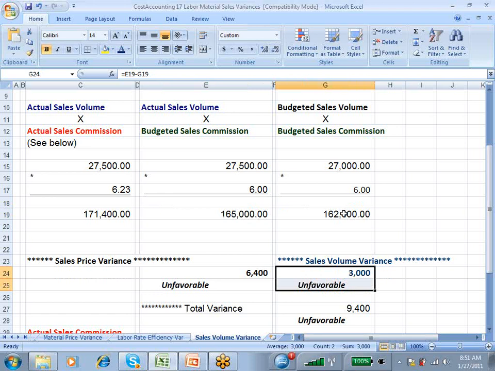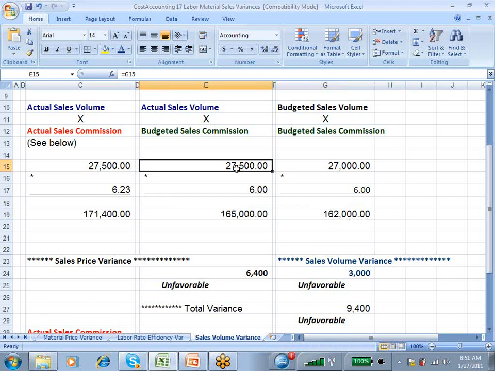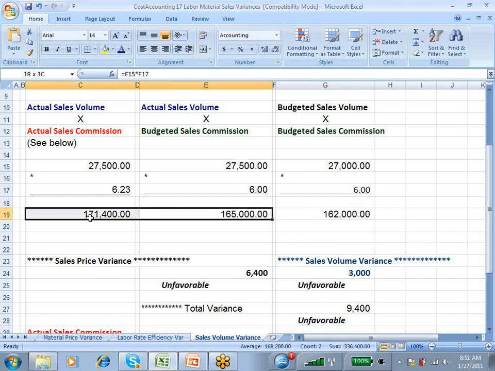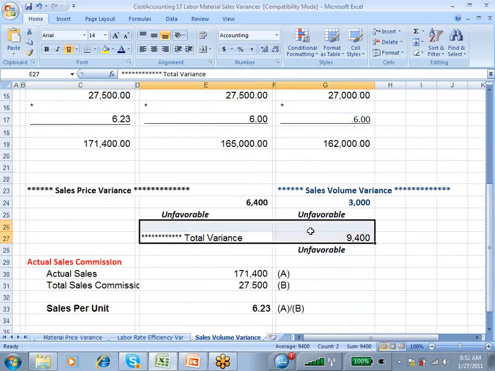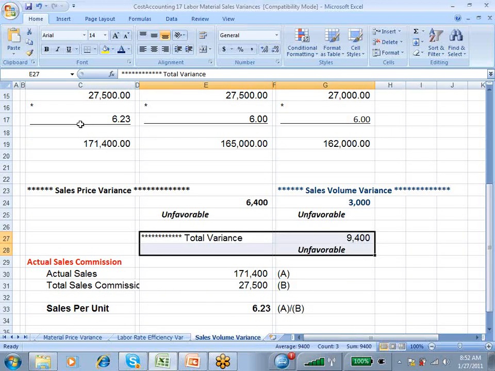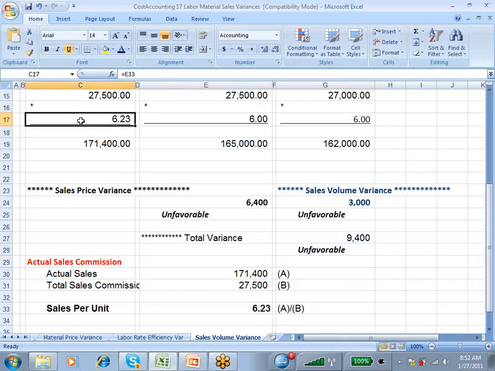So you can see the numbers get greater as we go from budgeted or standard over to actual. That's unfavorable. We sold more than we thought. This is unfavorable. We paid a higher commission than we thought. So you can see that we have a total variance that would be 9,400 unfavorable due to a higher commission per unit and higher sales than we expected.